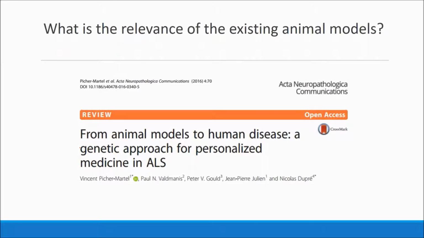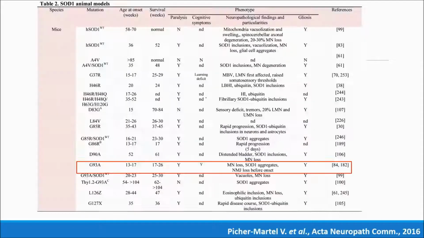So what is the relevance of the current animal models that we have to mimic ALS? All the data that I will present are from my review that I wrote with Jean-Pierre and Nicolas in 2016.